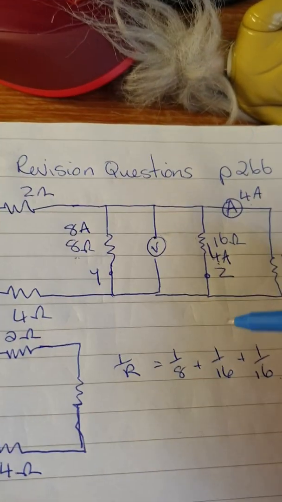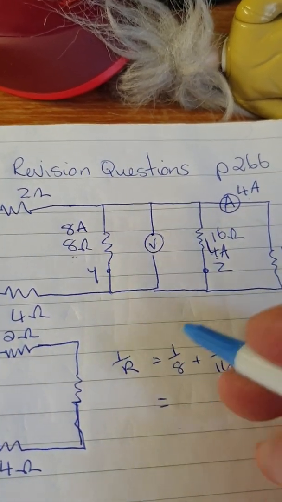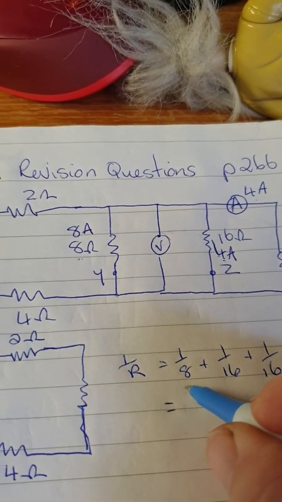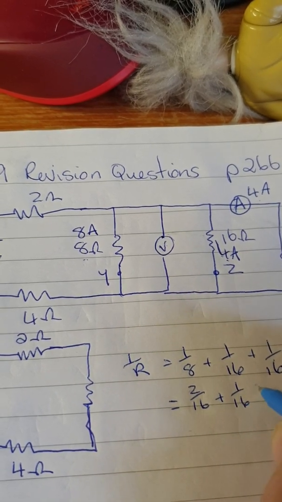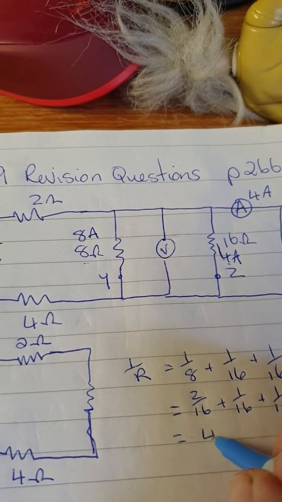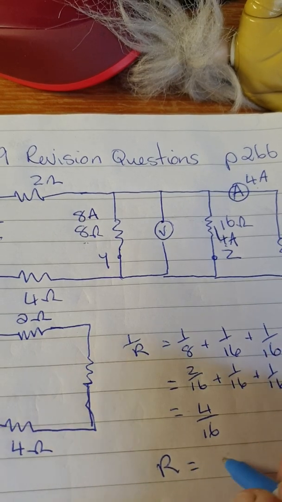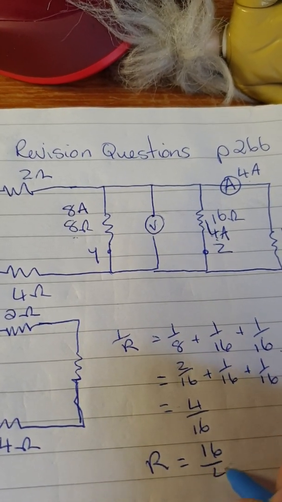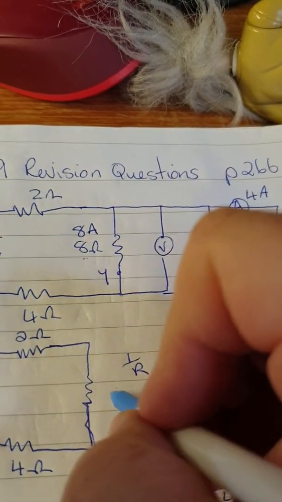I've got distracted. Hang on, go back to what I was doing. Okay, so what does that give me? That's 2/16, 4/16. You'll just do it on your calculators, whatever. It's 4/16. Flip them upside down. 16 over 4, so a resistance of 4 ohms. Righto, so this is worth 4.